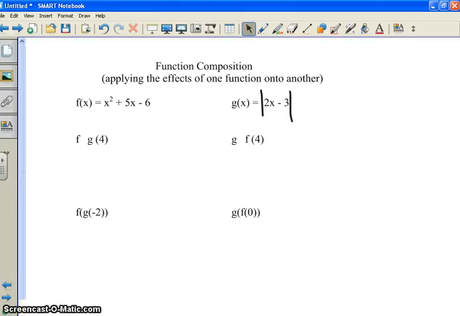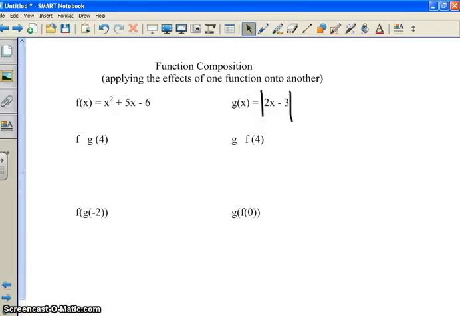Today we look at what's called function composition, where you apply the effects of one function onto another. This happens anytime you go to the store and they're having a sale. They will take what you're buying and calculate the sale price. That's one function. And then they'll take that answer and add on to it the tax that you have to pay. So the tax is another function, and then that gives you your total price that you have to pay.